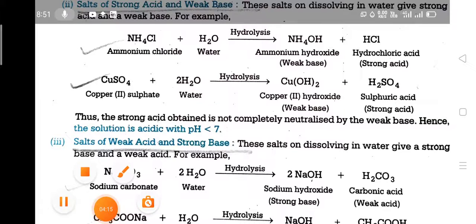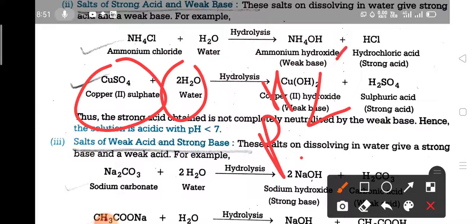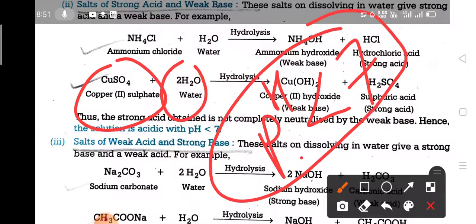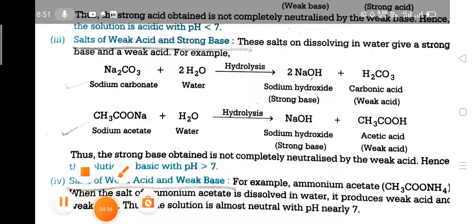Second is CuSO4. When CuSO4 reacts with water, that is, the hydrolysis of copper sulfate, it will produce Cu(OH)2, copper hydroxide, which is a weak base, and it will produce H2SO4. H2SO4, that is sulfuric acid, is a strong acid. So the pH will be less than 7, because in the presence of this acidic condition, the pH will always be less than 7.